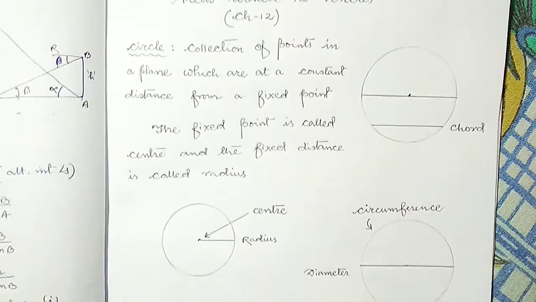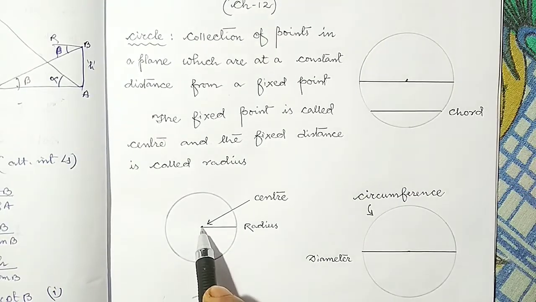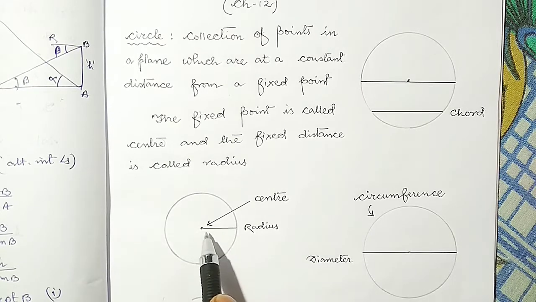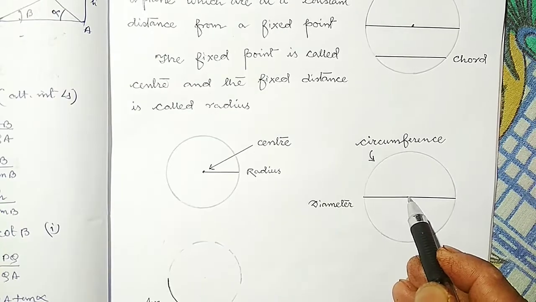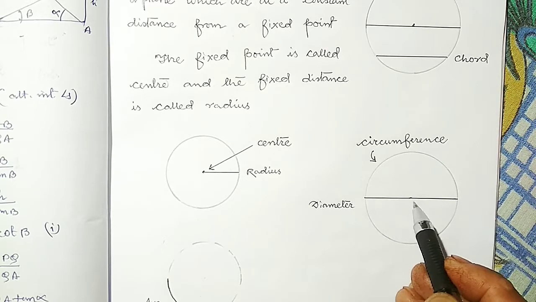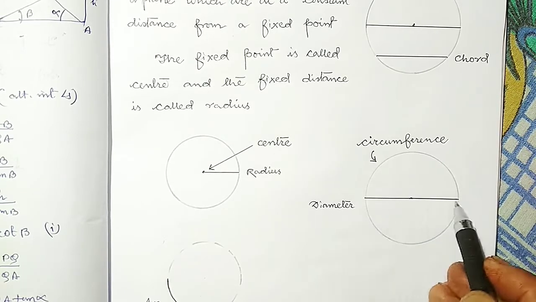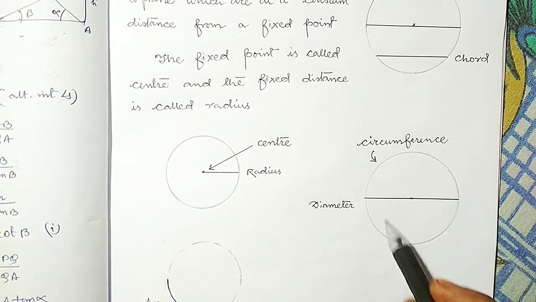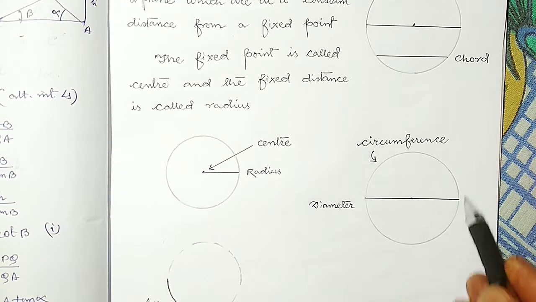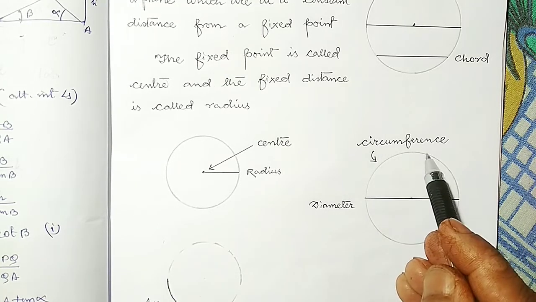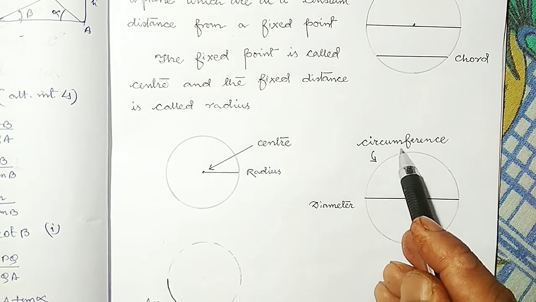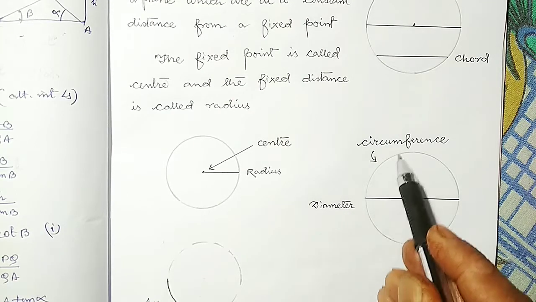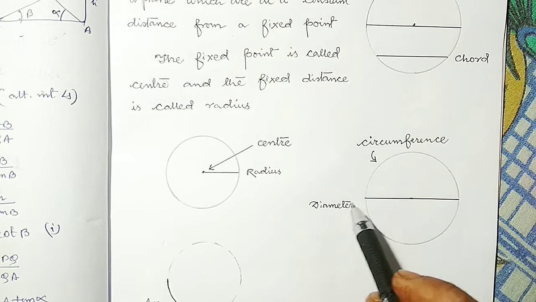As you can see in this figure, this fixed point is called the center and this fixed distance is called the radius. Any line segment which passes through the center of the circle is called a diameter. And the boundary of the circle is called the circumference. You can say the perimeter of a circle is called circumference. I hope diameter and circumference, these two terms are now clear.